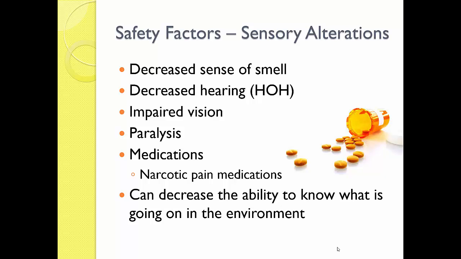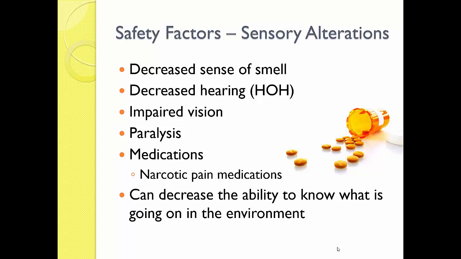Some sensory alterations to consider: decreased sense of smell. Think about how that could affect someone's ability to detect maybe a gas leak in their home. Without that sense of smell, they can't tell if there's food that's spoiled, and that could affect them and cause them to be ill.